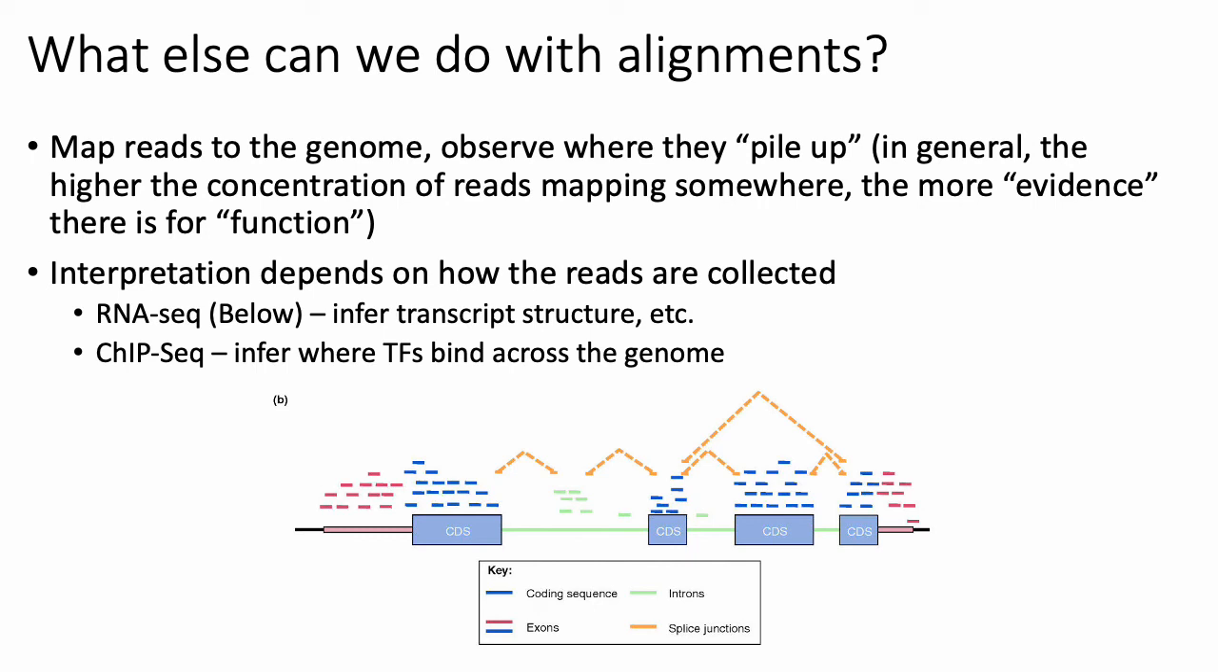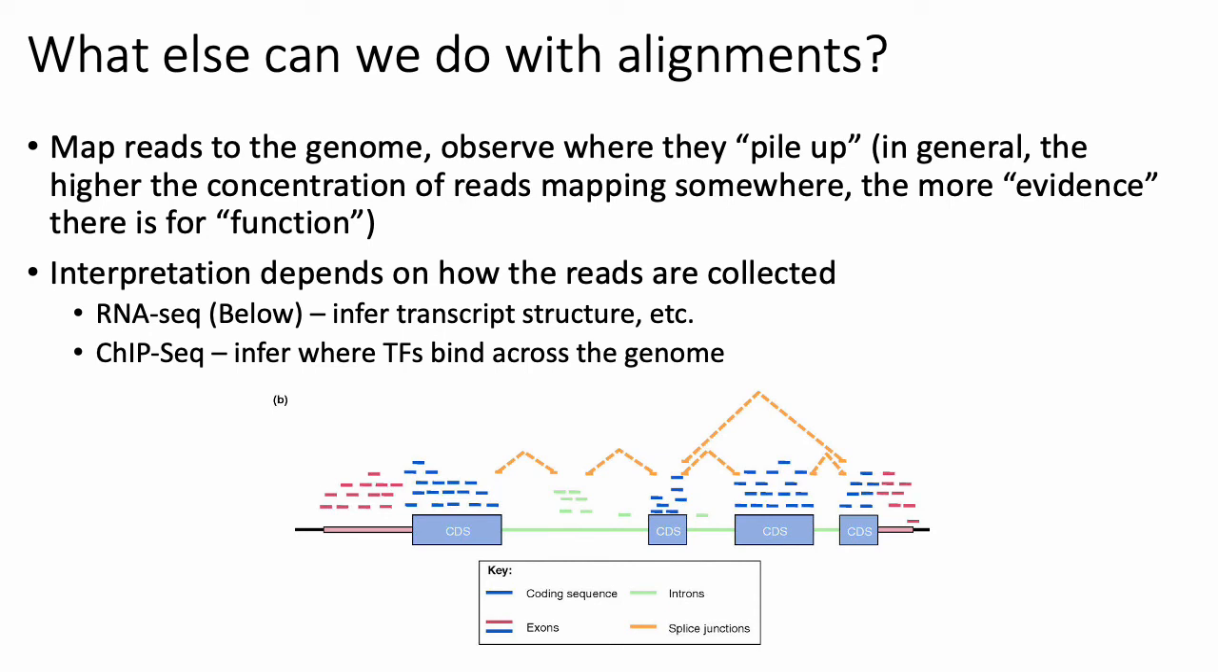And so again, just to summarize, for the purposes of this class anyways, what we do with these alignments is mainly we use alignments to map reads to the genome. For example, here's a plot showing you reads from an RNA sequencing experiment that had been mapped to known coding sequences on the genome.